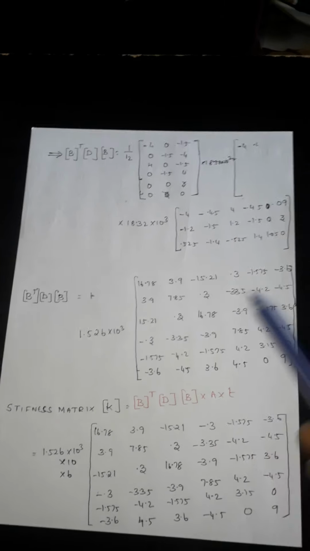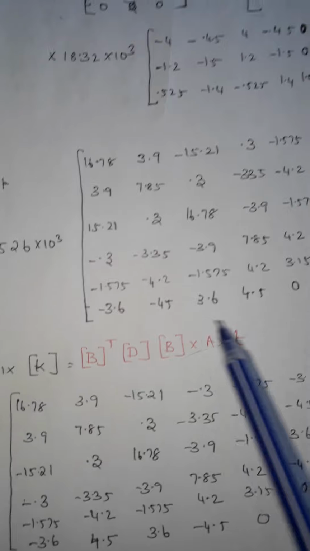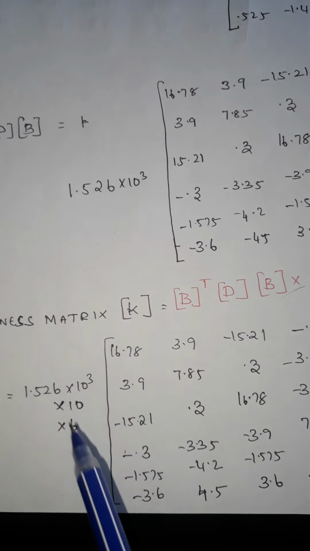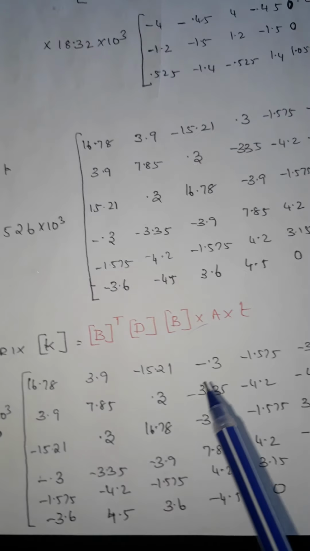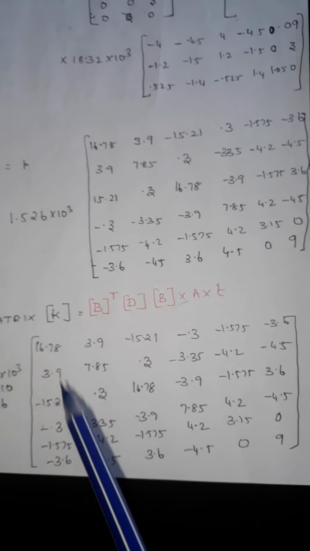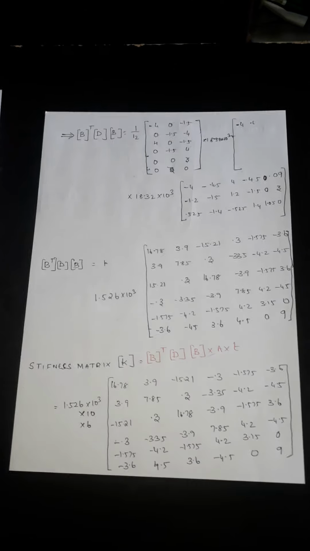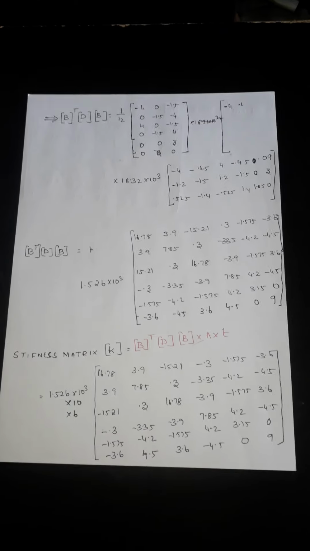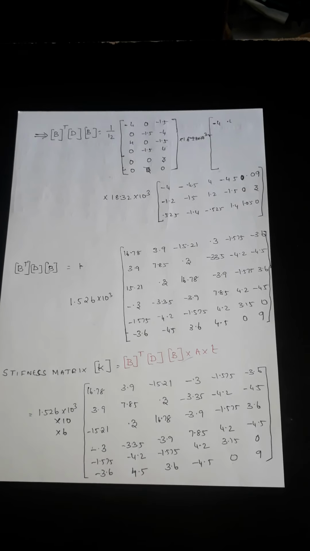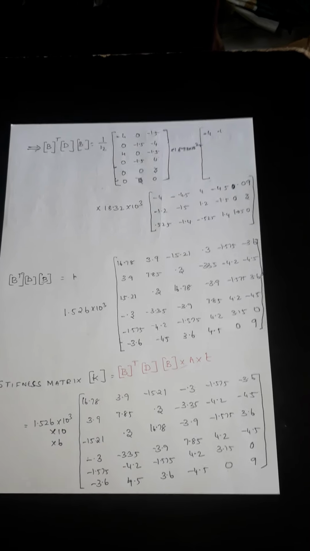Now this matrix should be multiplied by area into thickness. This is the value of the area. I have multiplied this matrix by area into thickness, and I got this. So this is the global stiffness matrix. The only thing you have to check is whether this is a plane stress or plane strain problem, and whether it is given in millimeters or meters. If it is in meters, convert that into millimeters.